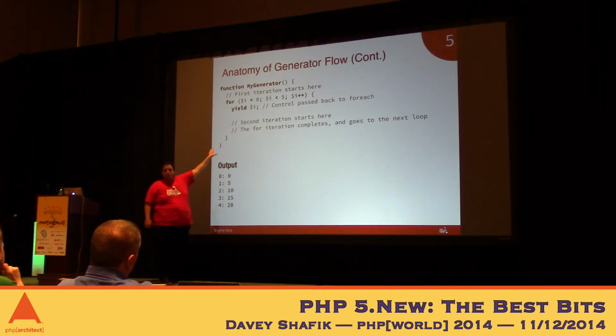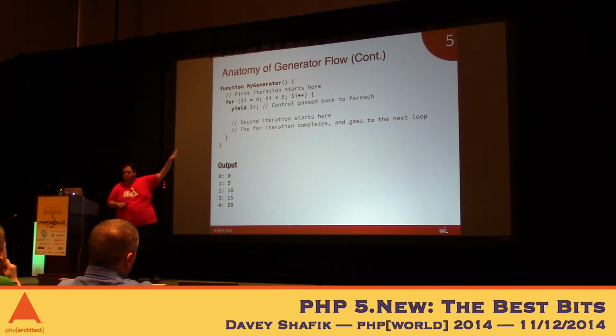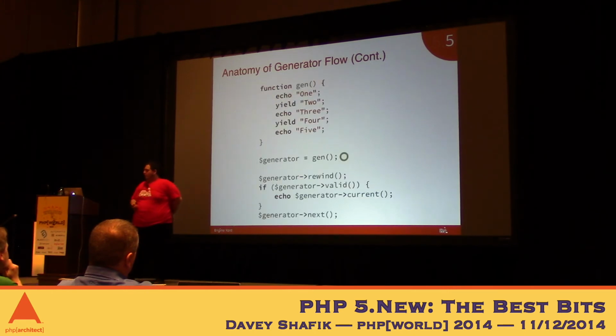If we were to foreach over this generator, then the first iteration through we would get 0, the second iteration through we would get 1 and 5, 2 and 10, 3 and 15, and 4 and 20, okay? That for does not run on its own. The foreach that you pass that generator into is jumping in and out of that for loop at the yield and pushing it forward, okay? So what does that really look like?